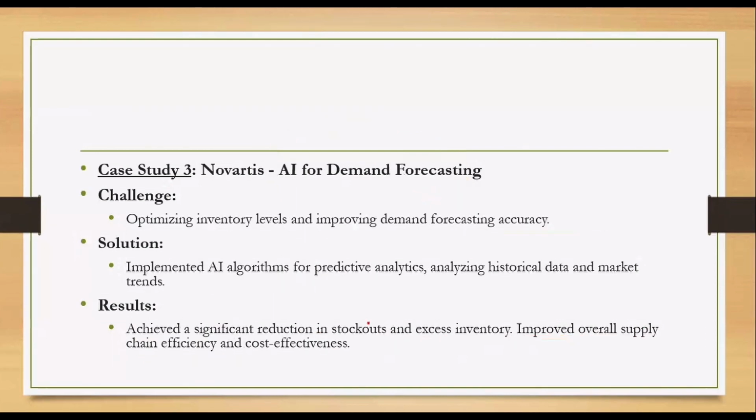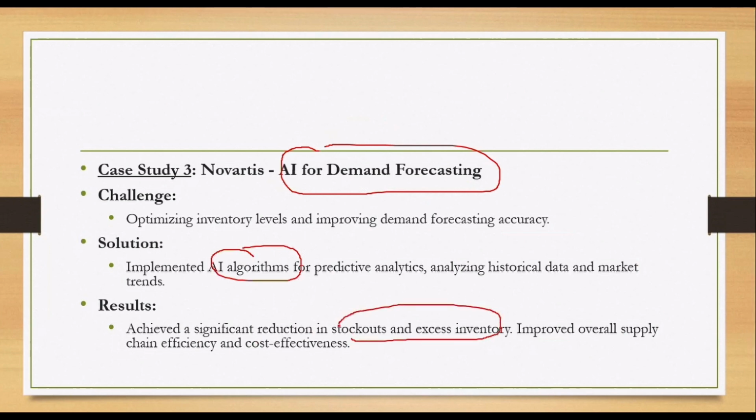That means product quality is improved and wastage is reduced, enhancing supply chain efficiency. Then the third one, Novartis, a top pharmaceutical company. They used AI for demand forecasting, and their challenge was inventory levels: how do you optimize inventory levels by improving the demand forecasting? The solution is that they adopted this AI algorithm. The result is a significant reduction in stockouts and excess inventory. The inventory reduction is going to save a lot of money.